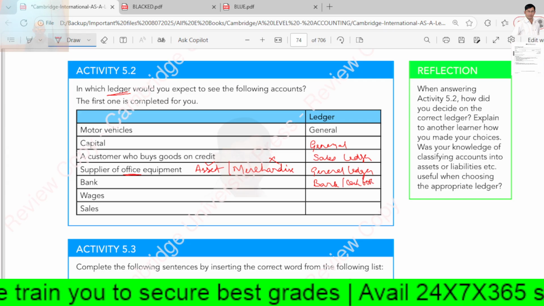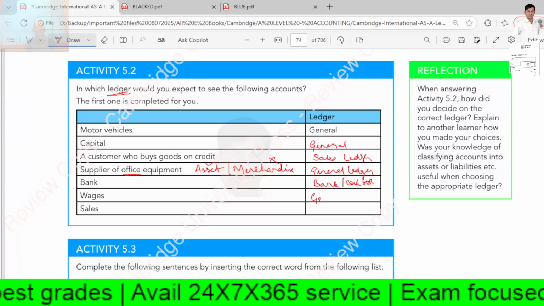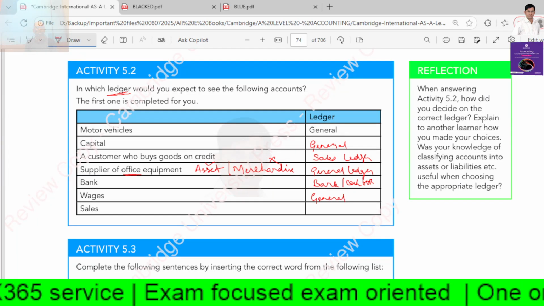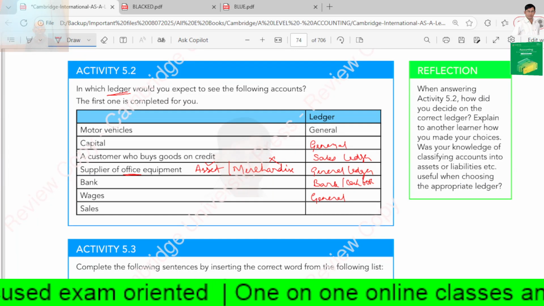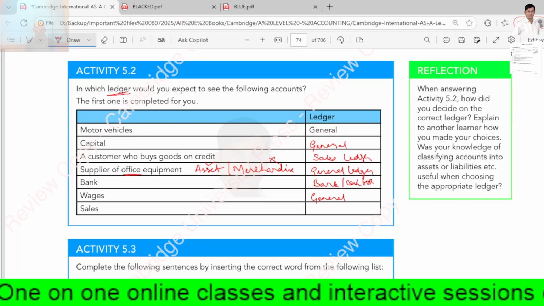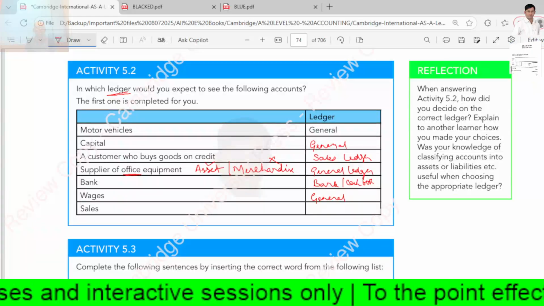Wages is in general ledger because it is an expense. Sales will be recorded in nominal ledger.